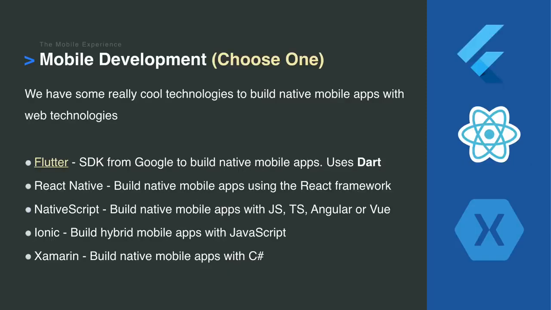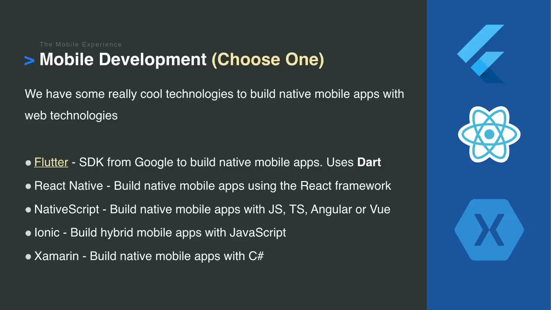Okay, so now we're going to look at some stuff that isn't really required, but it is some stuff you might want to learn. For instance, mobile development. We have some really cool technologies to build native mobile apps with web technologies. So in the past, we'd have to use something like Java or Objective-C or Swift, but now we can build apps with like JavaScript and native apps, not just web apps that are wrapped in a web view.